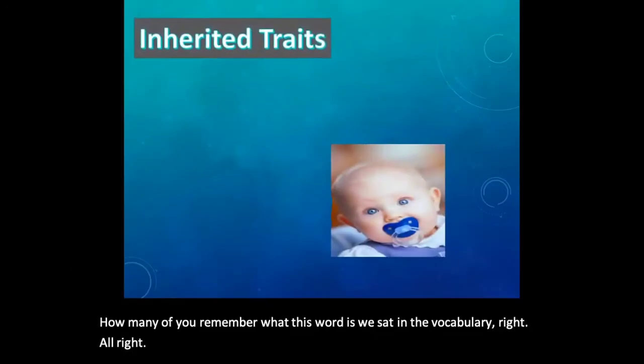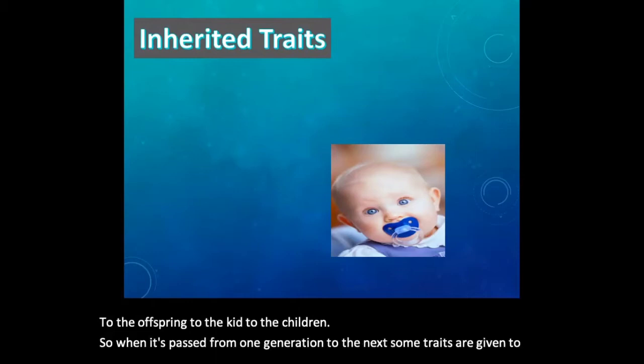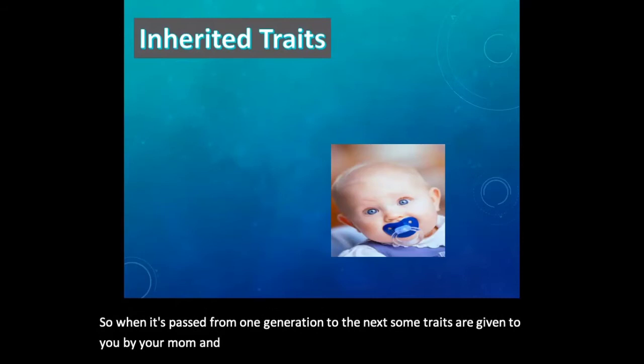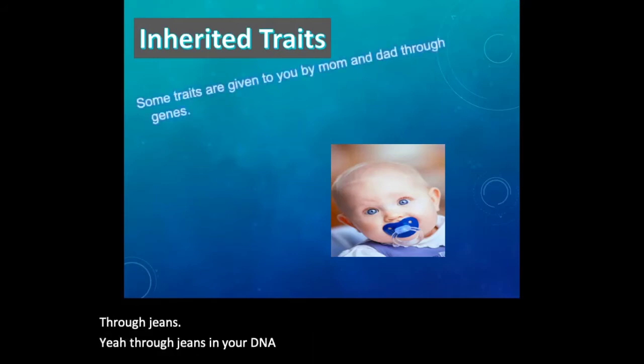So, inherited traits, guys. What is the word inherit? Inherit means when something is passed down from one parent to the offspring, to the kid, to the children. So when it's passed from one generation to the next, some traits are given to you by your mom and your dad through genes in your DNA, guys. How cool is that, right?